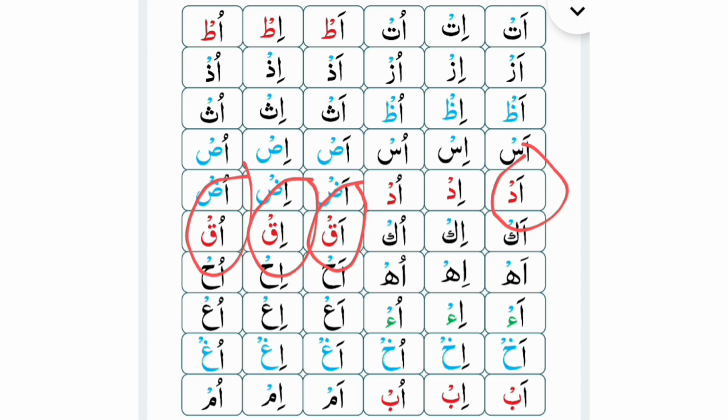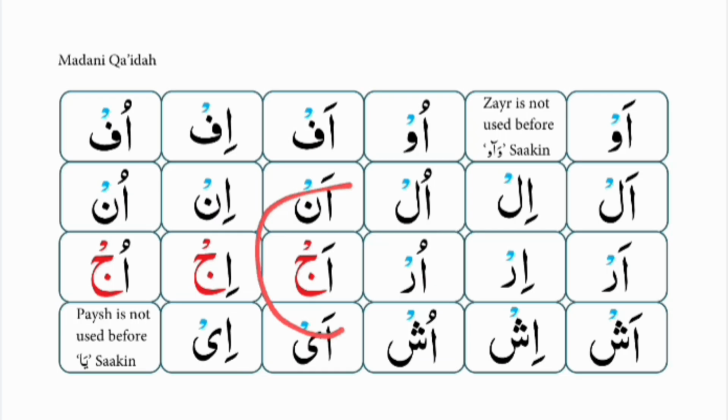The qaf with 2 dots is the letter of qalqala. This other qaf is not a qalqala letter. There are 5 letters of qalqala: qaf, ta, ba, dal and jim. Jim is also a qalqala letter. Qaf, ta, ba, jim, dal are qalqala letters.